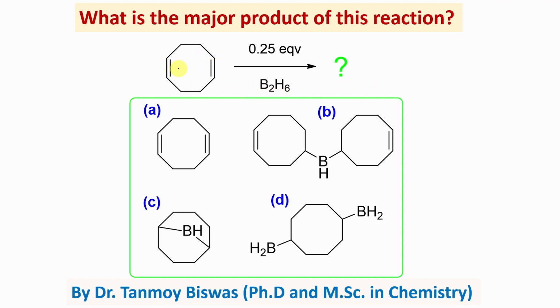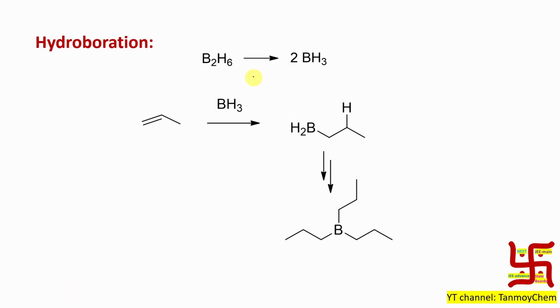So here this is a diene, cyclooctadiene, and the reaction is with B2H6. What is the product? Before going to the answer, let's learn a little bit about this B2H6. By the way, this B2H6 is actually a dimer molecule, a dimer of 2 BH3. Why?